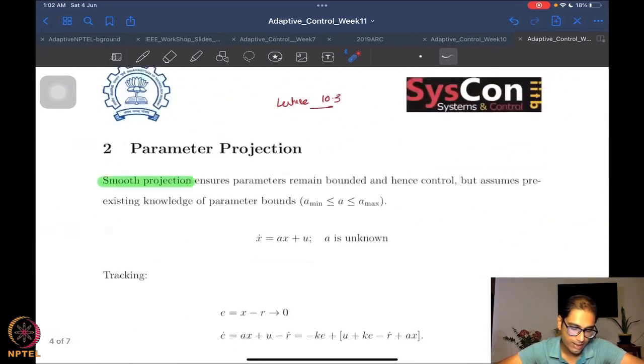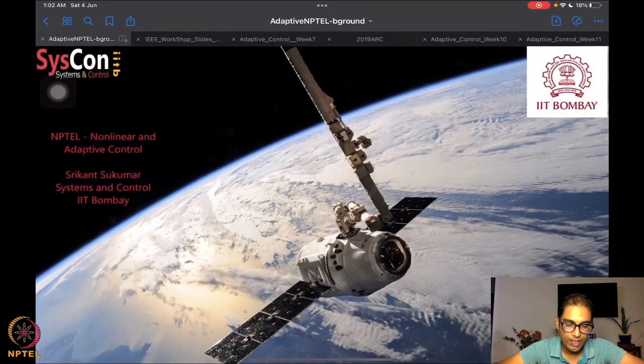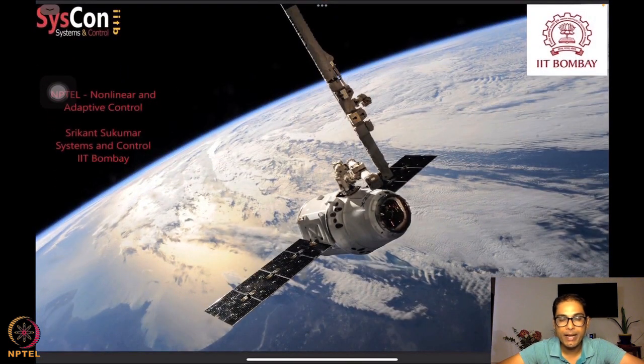All right. So what did we talk about today? We started talking about the parameter projection method for adaptive control. What it entails is, first of all, knowledge of a bound. And secondly, we try to do what is called smooth projection. This smooth projection is implemented using tan hyperbolic functions, which are essentially saturation functions of a kind and lie between minus 1 to 1 for all possible values of the arguments.